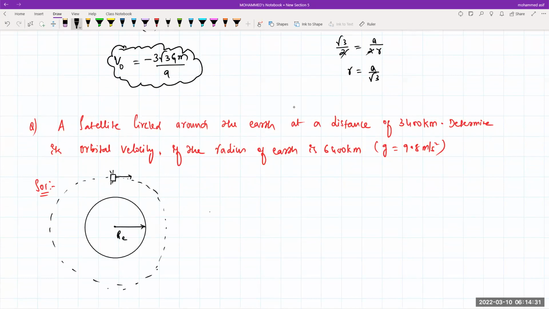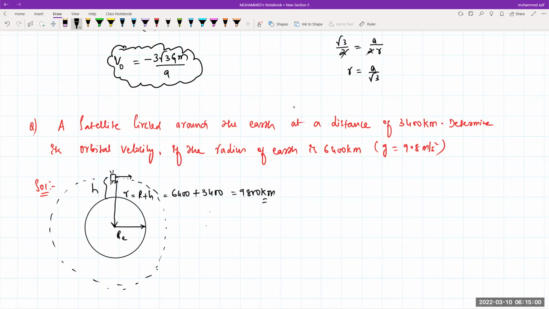The satellite is circling the Earth at a height of 3,400 kilometers. That means the total distance from here to here is r, which equals capital R plus h. From here to here, this is your h. R is given as 6,400 kilometers, plus the h value of 3,400 kilometers, so that will be 9,800 kilometers.